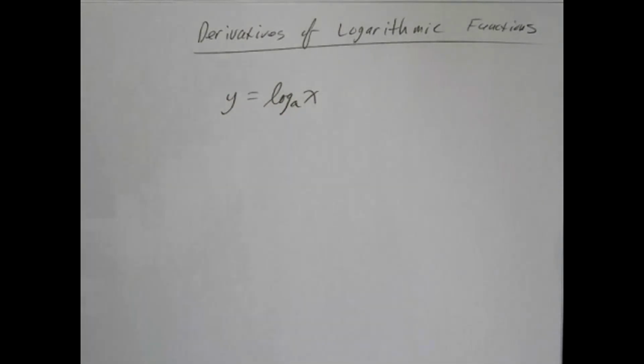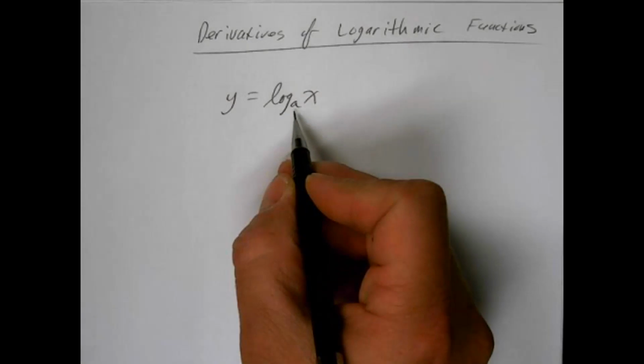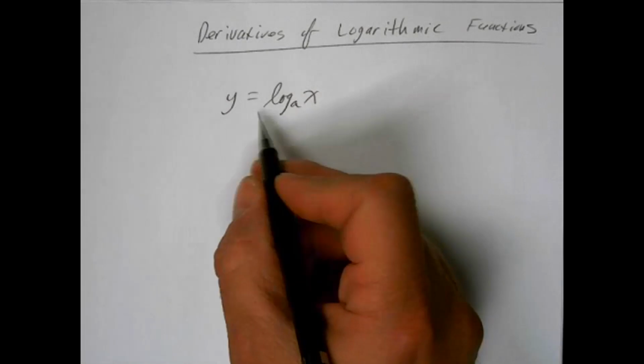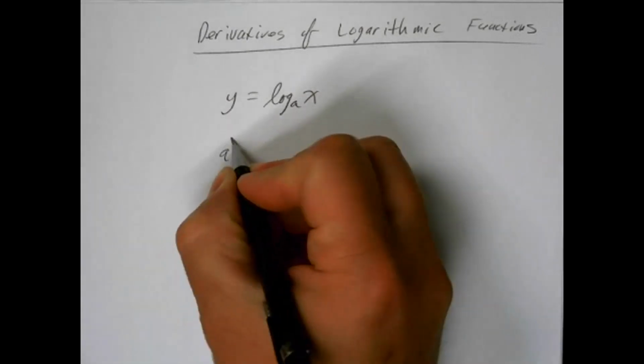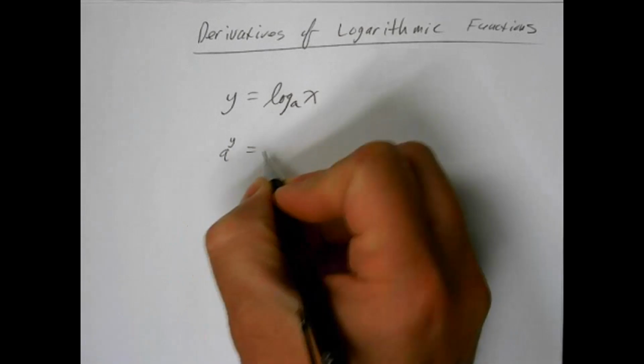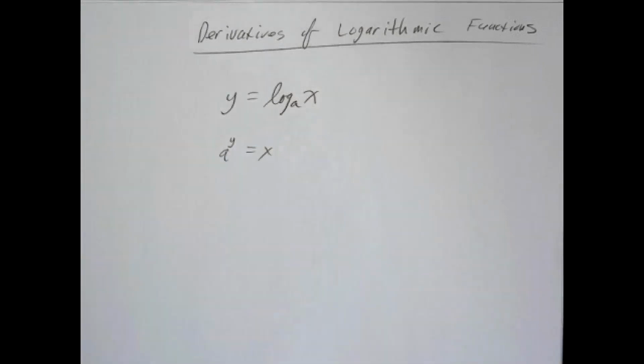All right, now, since we obviously don't know how to take the derivative of a log yet, I want to convert this to something that we do know how to take the derivative of. In other words, I'm going to take the logarithmic expression and rewrite it as an exponential. So rewriting this in exponential form tells us that a to the y is equal to x. That is the exponential version of that expression. And again, I write it that way because we know how to take the derivative of exponentials.